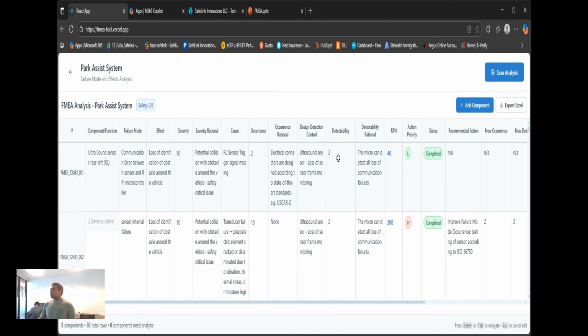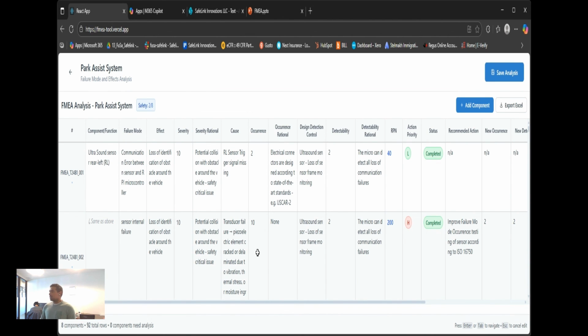Once the occurrence, detectability, and severity are available, the RPN is calculated, which is a simple product of severity, occurrence, and detectability. 10 times 2 times 2, RPN gives 40, and based on the action priority table, the priority is low. Here we see that the risk associated is very low, so we don't have to do anything else to improve the design.